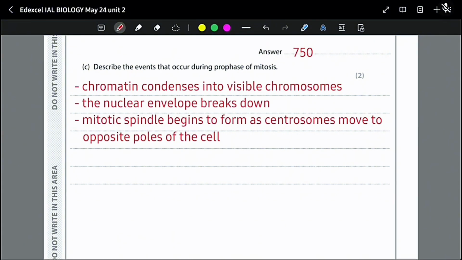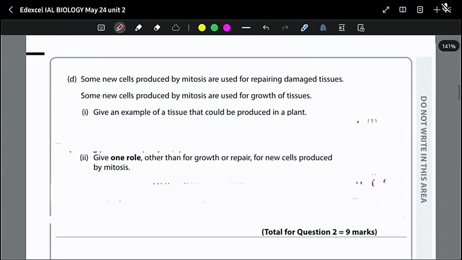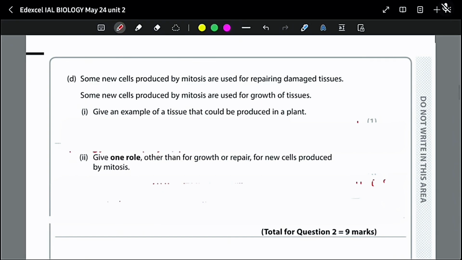Next question. D. Some new cells produced by mitosis are used for repairing damaged tissues. Some new cells produced by mitosis are used for growth of tissues. Give an example of a tissue that could be produced in a plant. So we know lots of tissues can be produced. It can be xylem, phloem, parenchyma, sclerenchyma, spongy mesophyll, or palisade mesophyll.